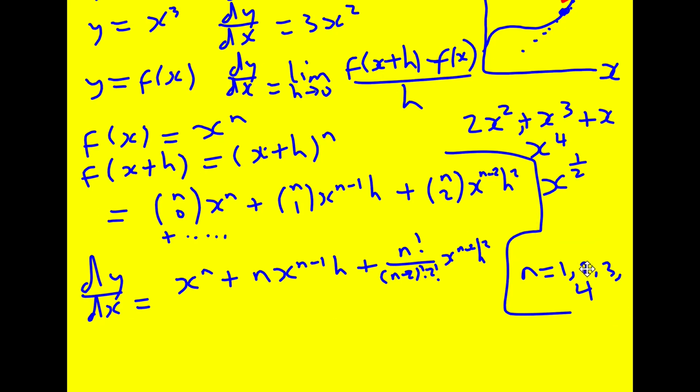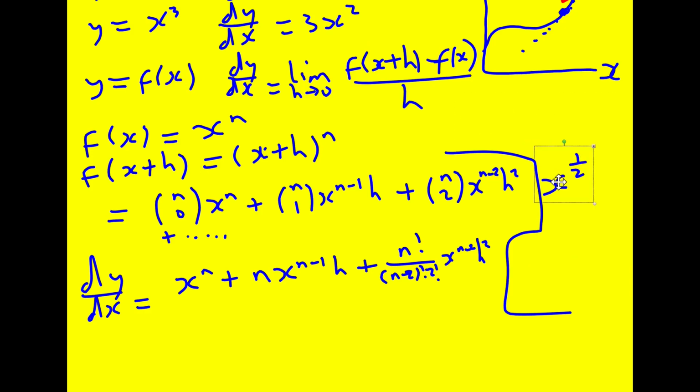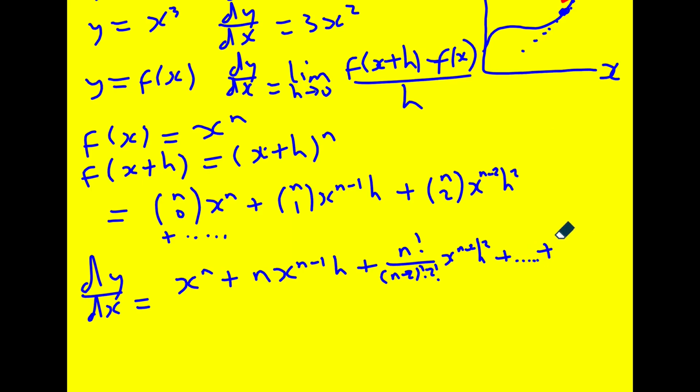And then we've got the other terms, and it goes all the way up to h to the n. That's my last term. And then I need to minus x to the n. So all of this bit that I'm now going over is this thing here. But I still need to minus my x to the n, which is this bit here. And then I need to divide by h.